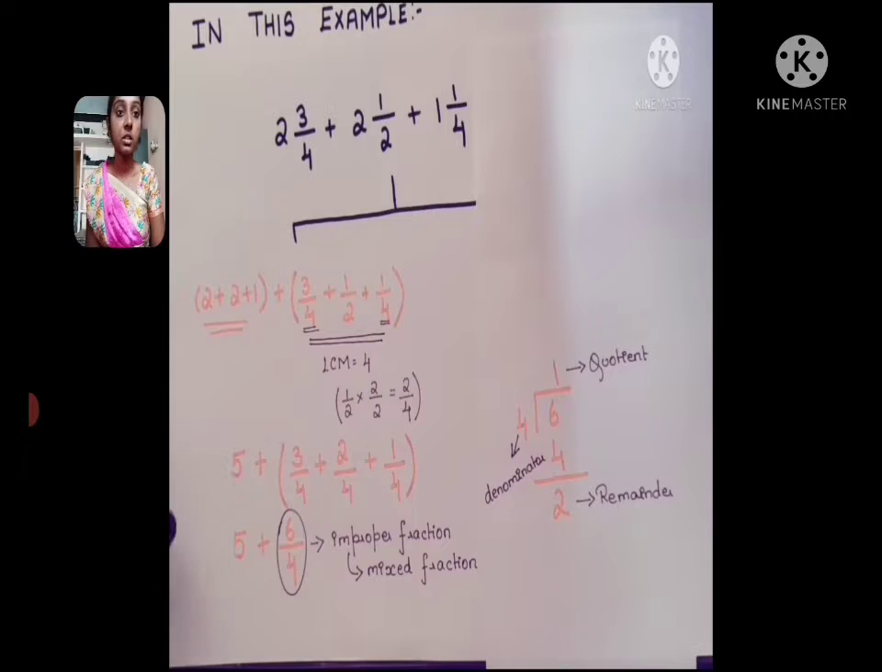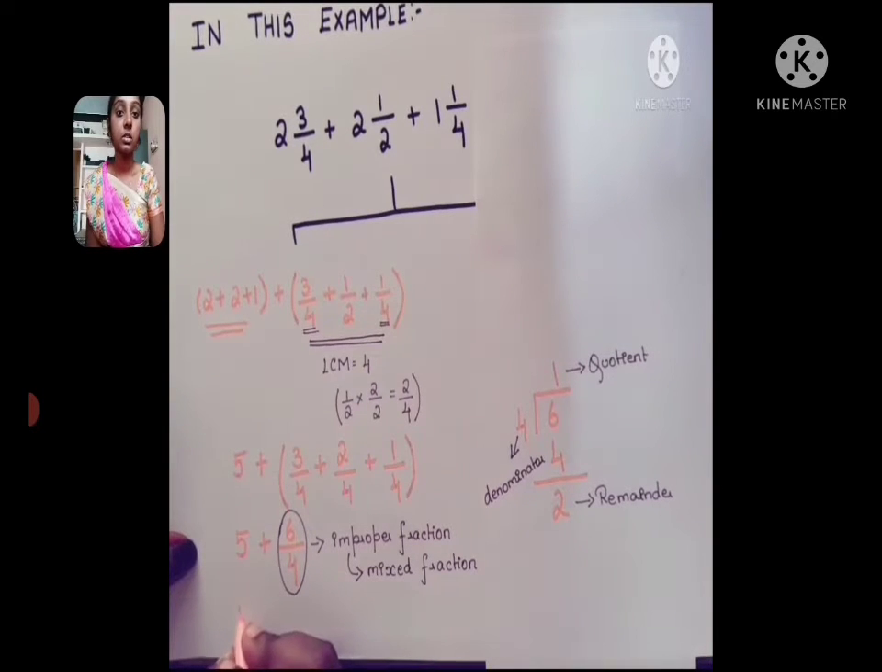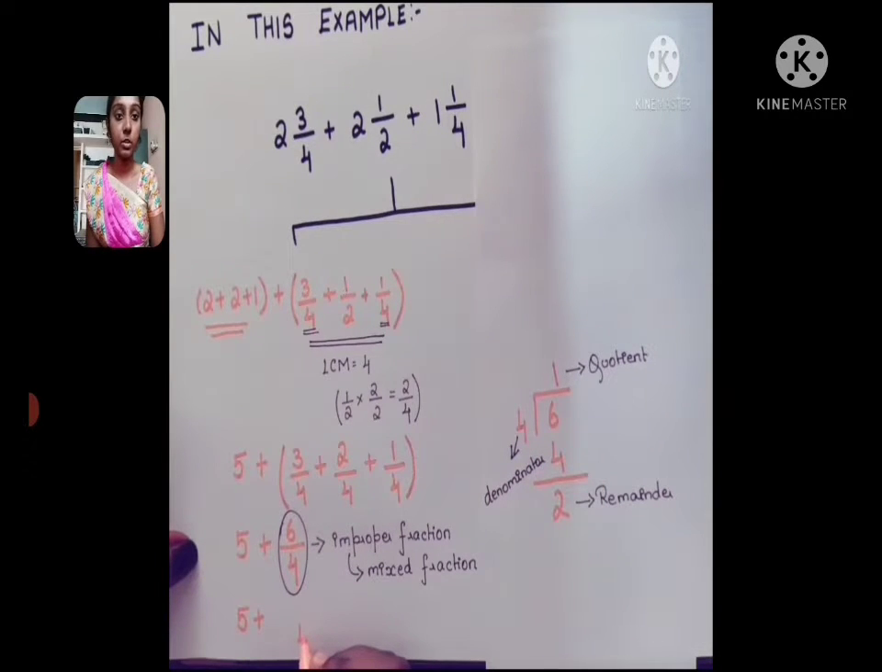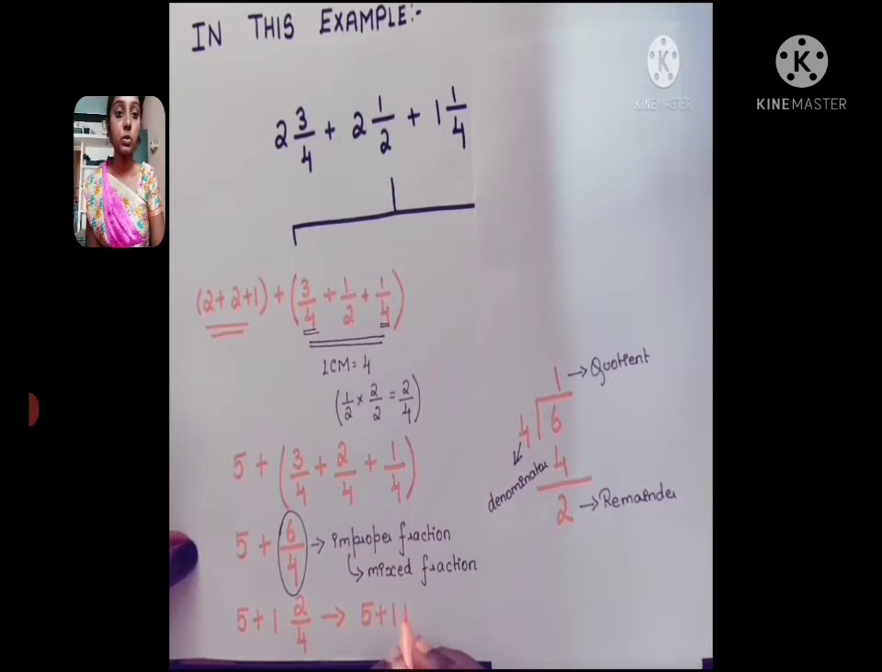So now let us arrange these in the form of a mixed fraction. The sum of the whole numbers 5, let it be as such. 6 by 4 improper fraction is written in the mixed fraction form as 1 2 by 4, where 1 is the quotient, 2 is the remainder, and 4 is the divisor or the denominator. Now let us add these both.